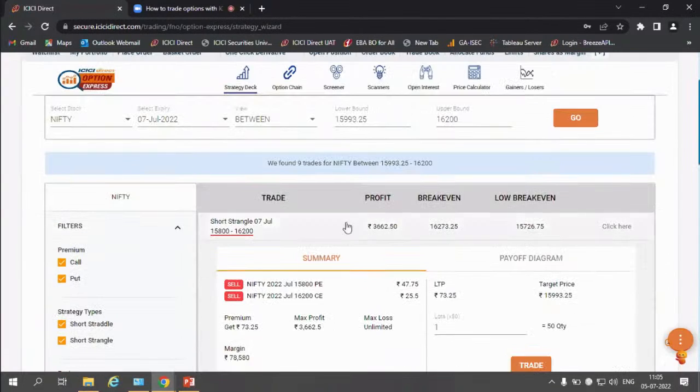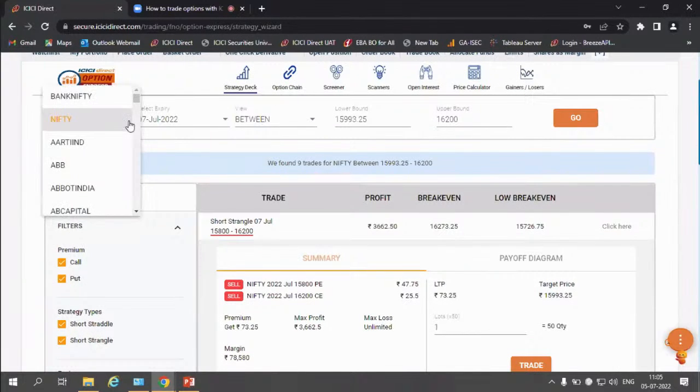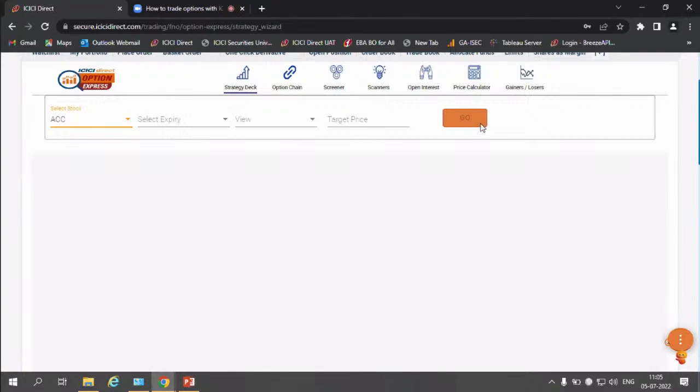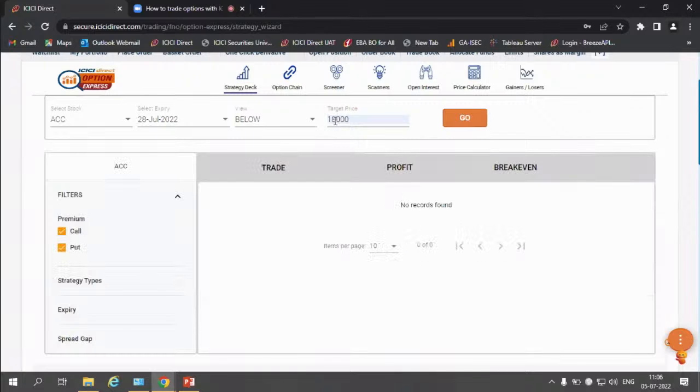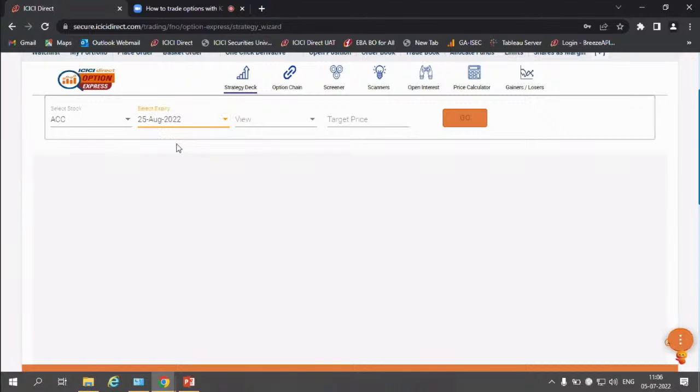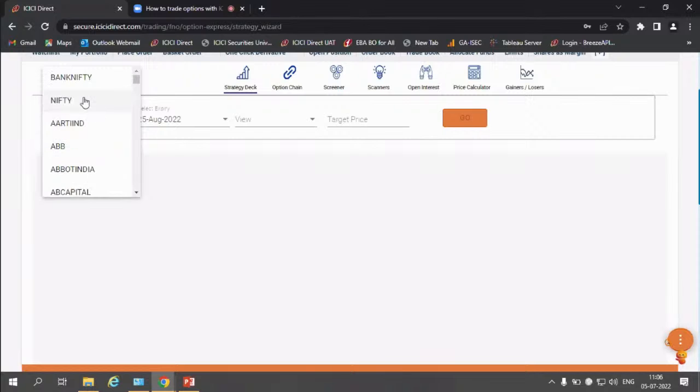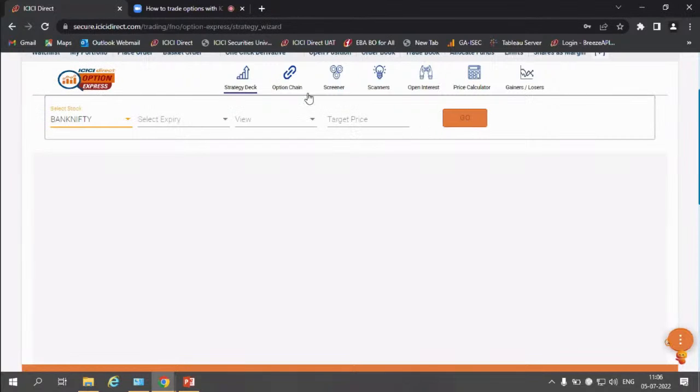So that was all for the strategy deck, and you can even select the different scripts that you want to trade, and you can select the expiry date below, let's say 18,000, sorry, 16,000. It's not throwing any strategy for that. So yeah, basically this is what you will be able to play with in this strategy deck.